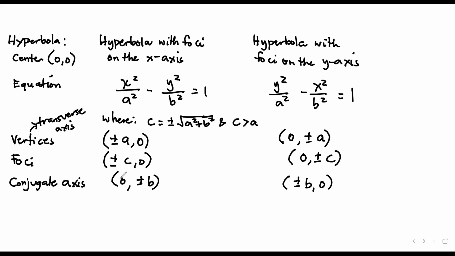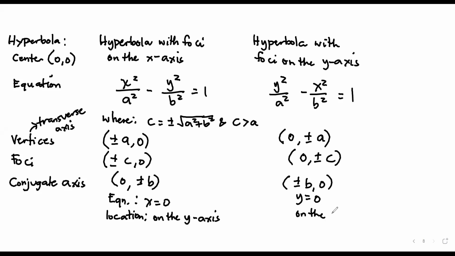For conjugate, class, the equation is x equals 0. Dito, y equals 0. Ang location, ang conjugate, class, ay minor. Ang location niyan ay on the y-axis. Kasi ang major mo nasa x. So, ang location ng conjugate nasa y. Dito naman, on the x-axis.